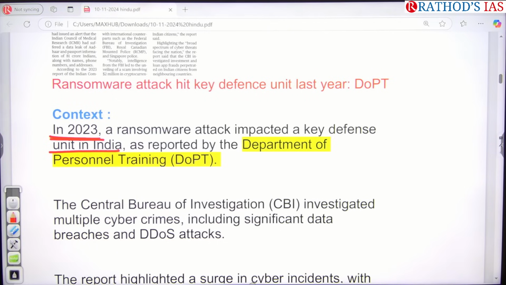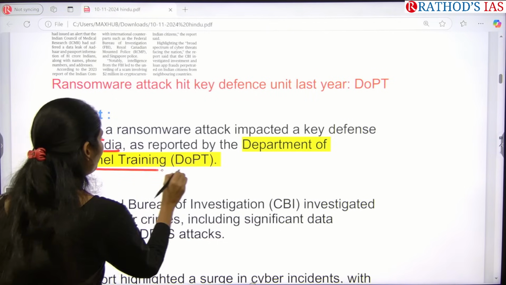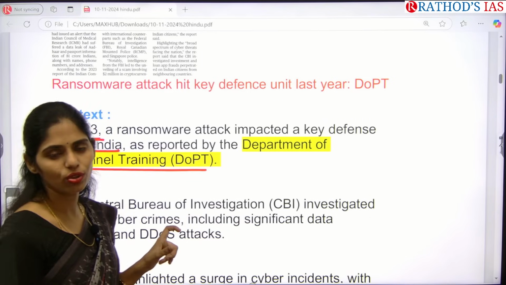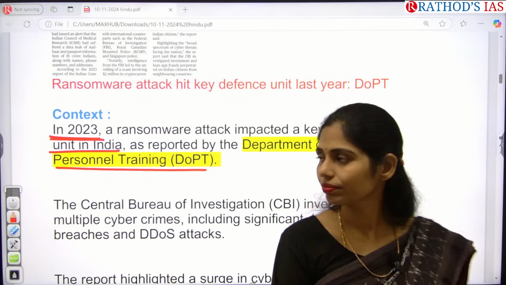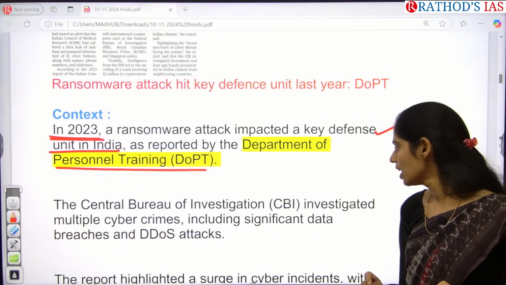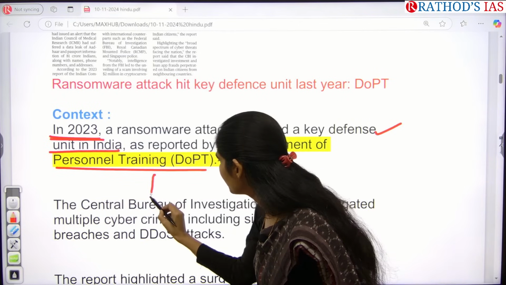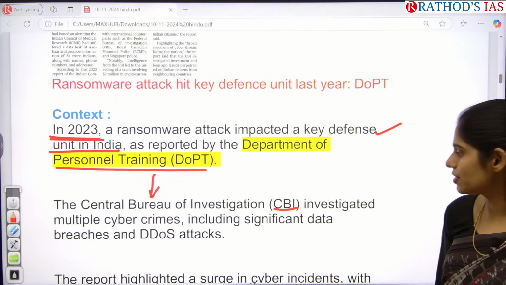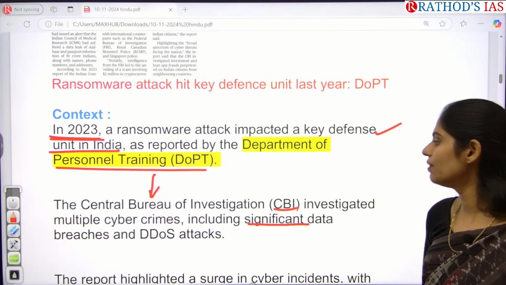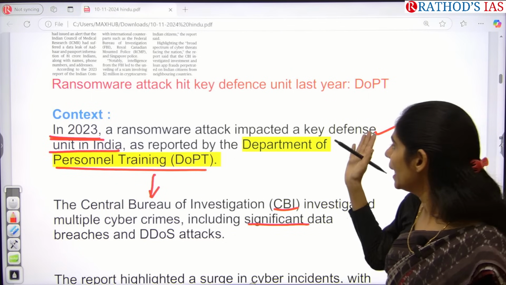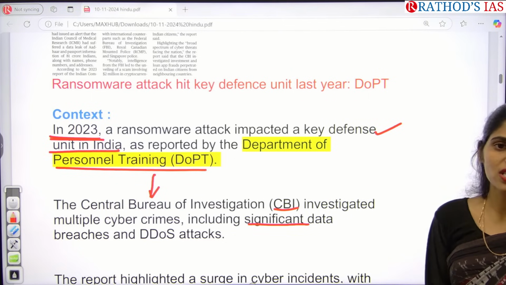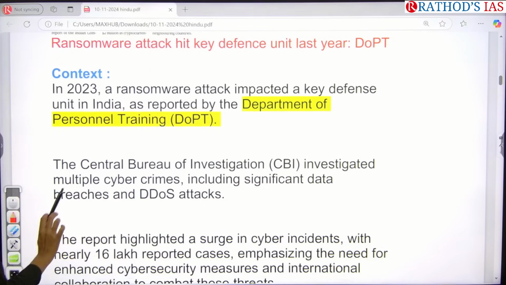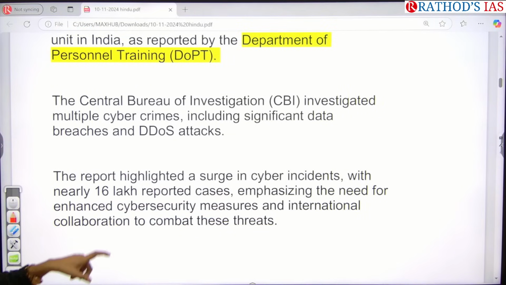So this is now reported by the Department of Personnel and Training, DOPT, which said that yes, in 2023 there was a ransomware attack on our key defense unit. And in this case, who investigated it? CBI. CBI investigated multiple types of cyber crimes, including significant data breaches as well as the attack on this defense unit in our country.